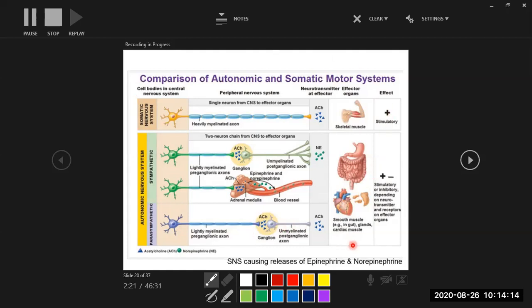So from this chart, I want you to memorize the neurotransmitter. The key here is the neurotransmitter. What is the neurotransmitter for the sympathetic nerve to act on our heart and vessel? Epinephrine and norepinephrine. So these two are the answers. What's the neurotransmitter for the parasympathetic nerve to act on our organ? That is acetylcholine. Okay, so I want you to memorize this. Also, in the skeletal muscle, we already learned that the neurotransmitter to act on the skeletal muscle is acetylcholine.